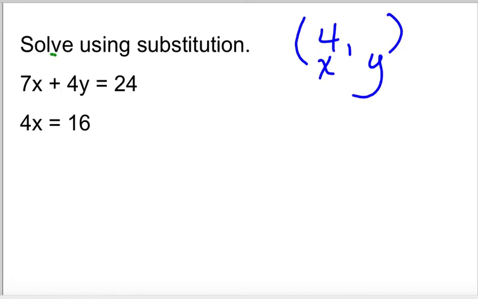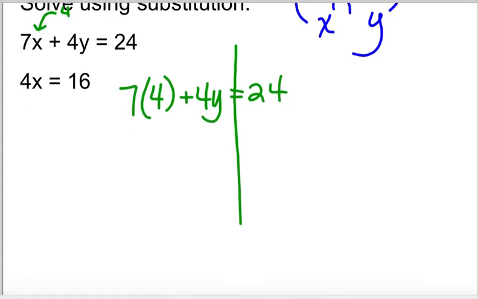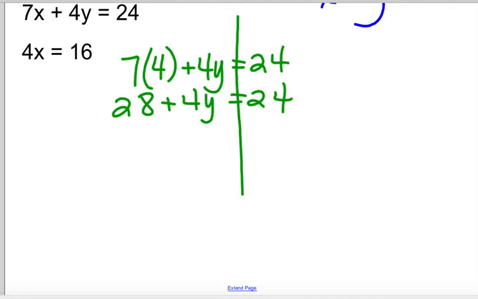So right here, I know what x is now. It's 4. So I'm going to put a 4 there. 7 times 4 plus 4y equals 24. Here we go. Let's do this math. We're going to solve for y. 7 times 4 is 28. Trying to solve for y. Y wants to be alone, so I'm going to subtract 28.